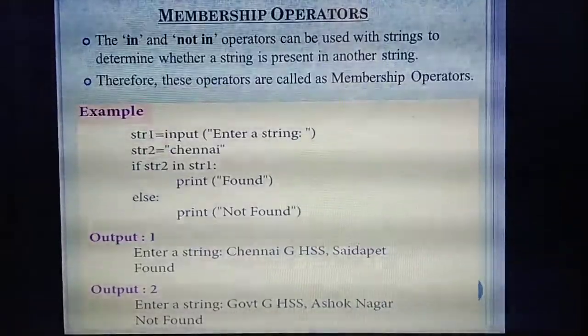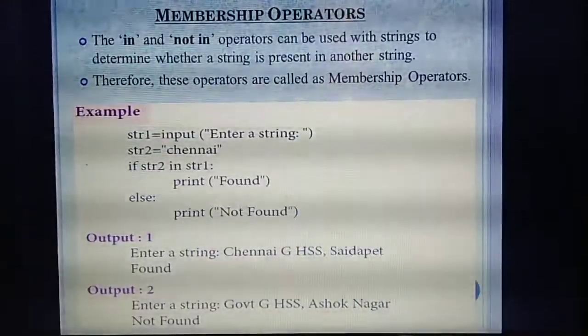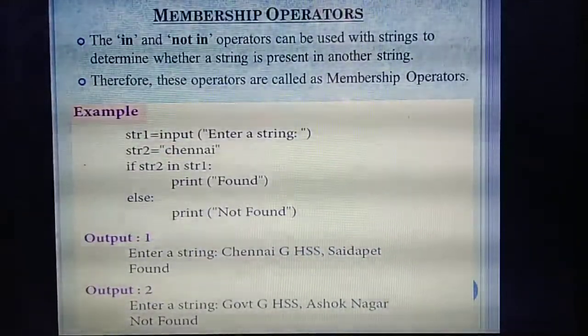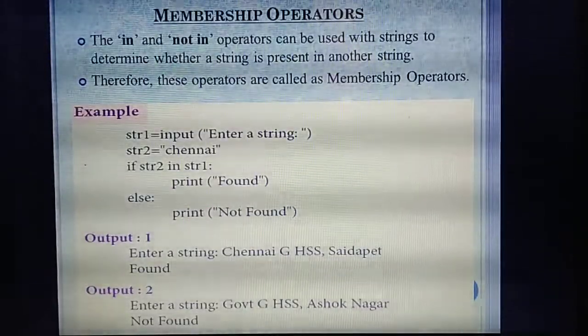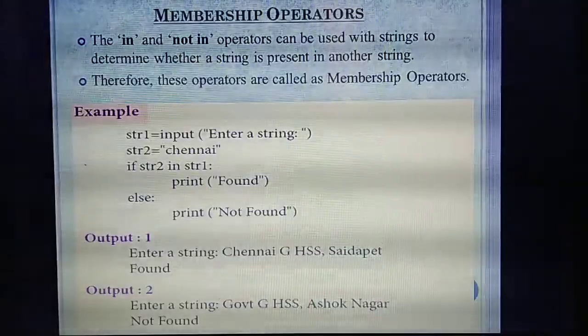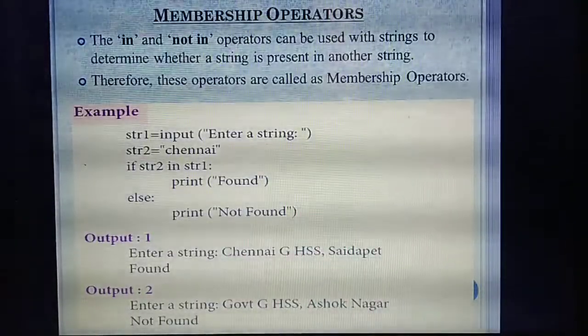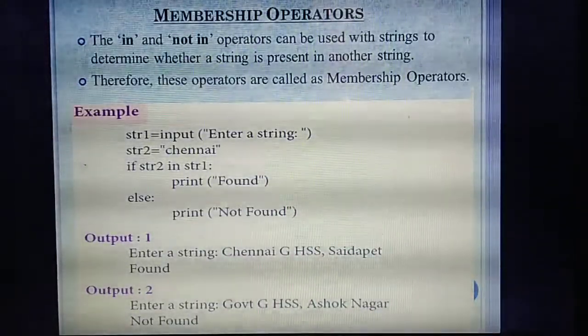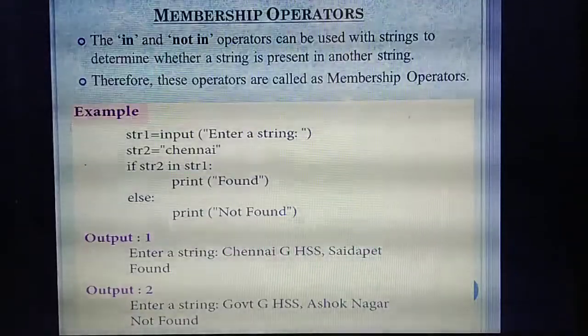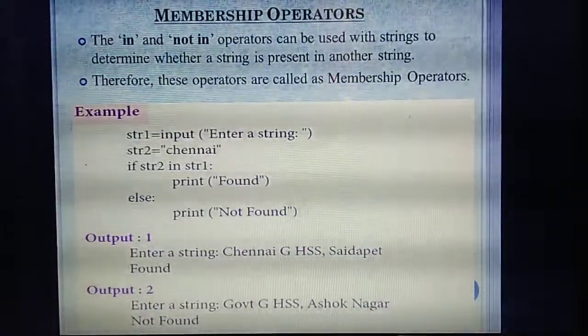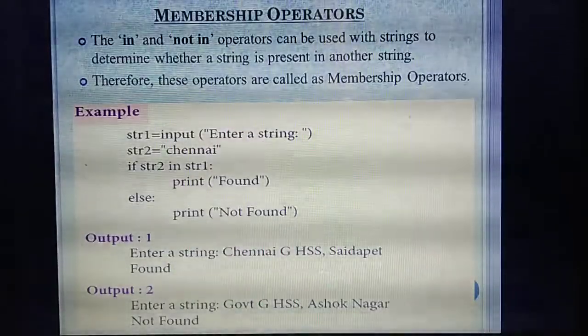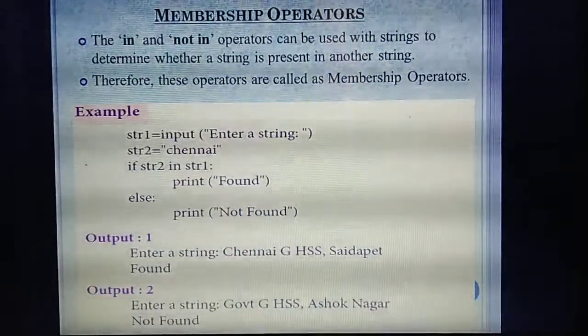The name itself has in and not in. In means available. Not in means not available. So what's the meaning? In means you are searching some word or string in a particular sentence. If the word is present in the sentence, that is called in. Not in means the word is not available in that string. That's the meaning of in and not in.